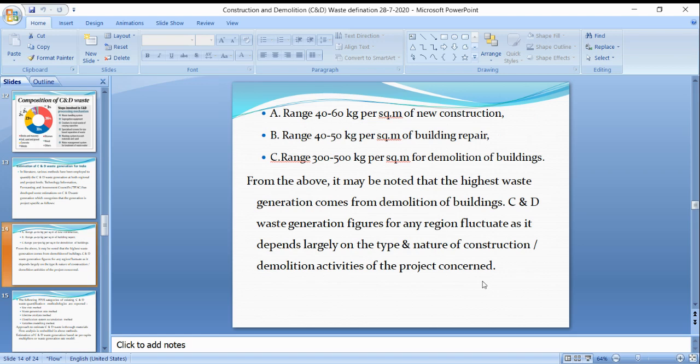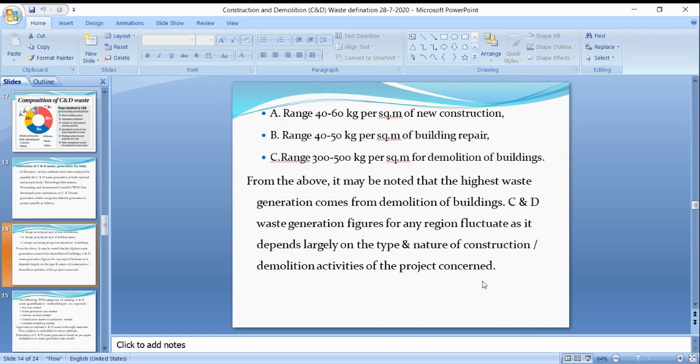In the estimation, we will say a range of 40 to 60 kg per meter square of new construction. So if you go for new construction, the waste might be 40 to 60 kgs per meter square. For building repair, we will get 40 to 50 kg per meter square. So for repair also, 40 to 50 of waste is coming.